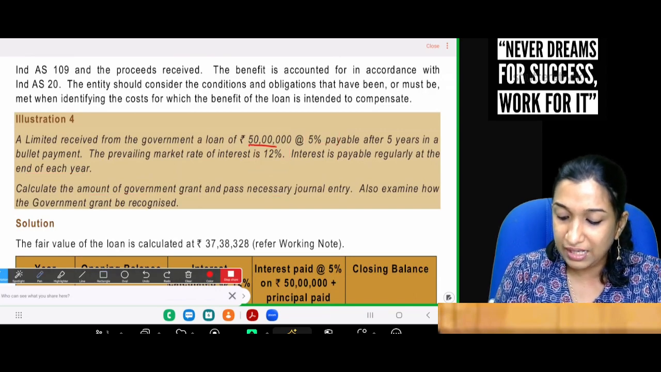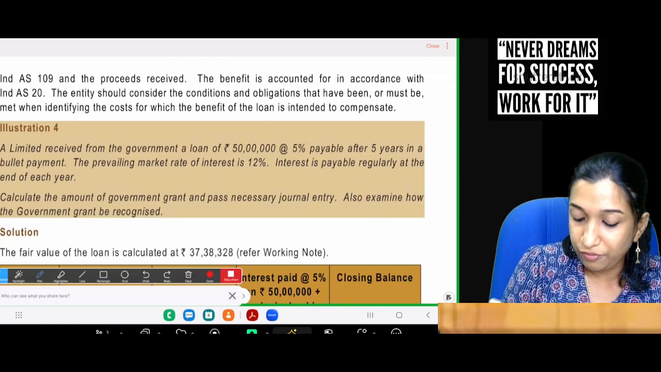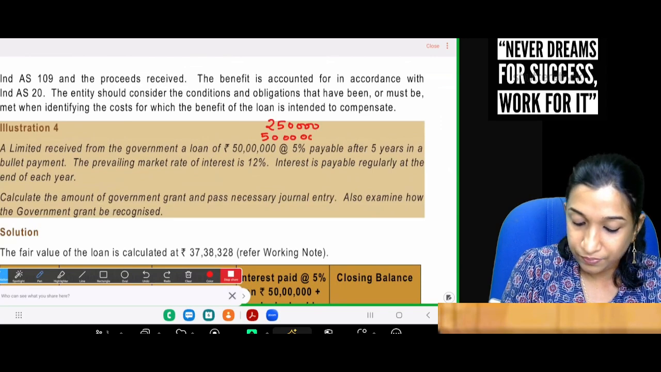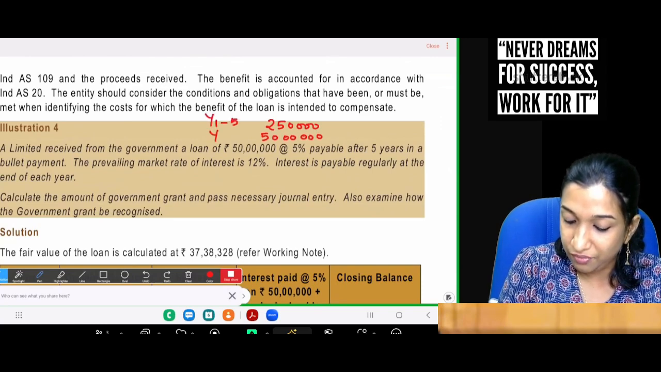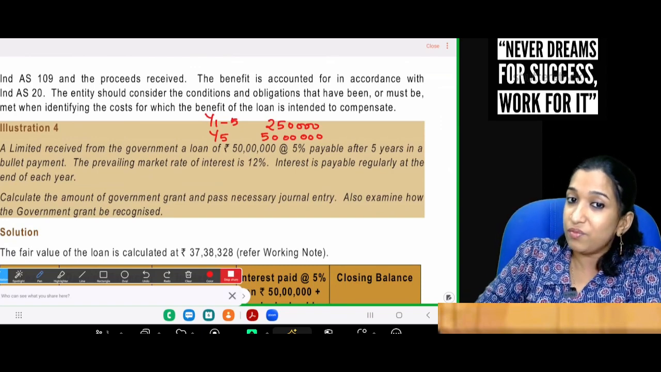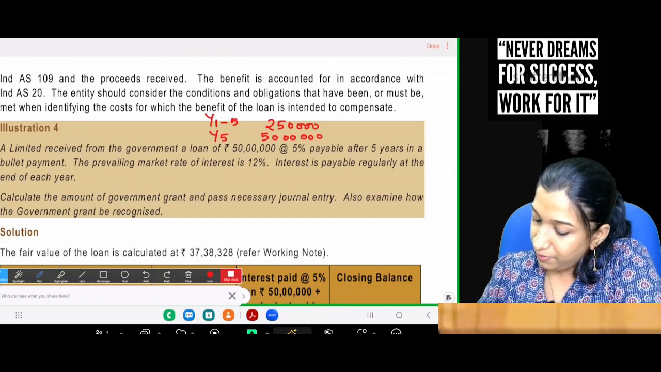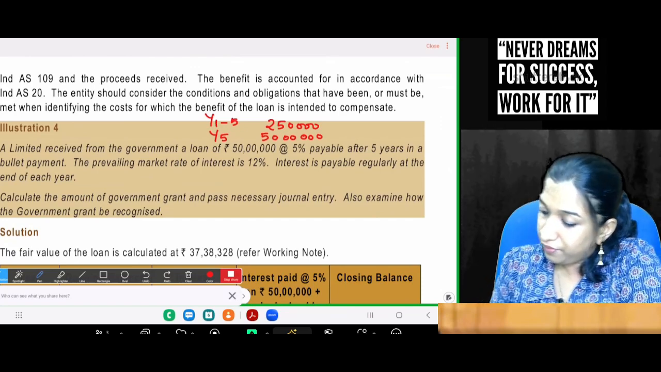I'll find out. 50 lakhs into 5%, so every year you need to give 2,50,000, and in the last year 50 lakhs. So year 1 to year 5, and year 5. Year 1 to year 5, I will discount it using which rate? 12%. 1 divided by 1.12, 1, 2, 3, 4, 5.